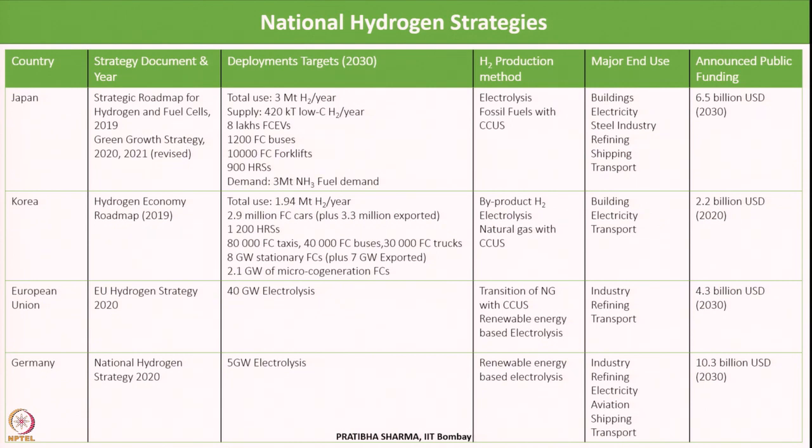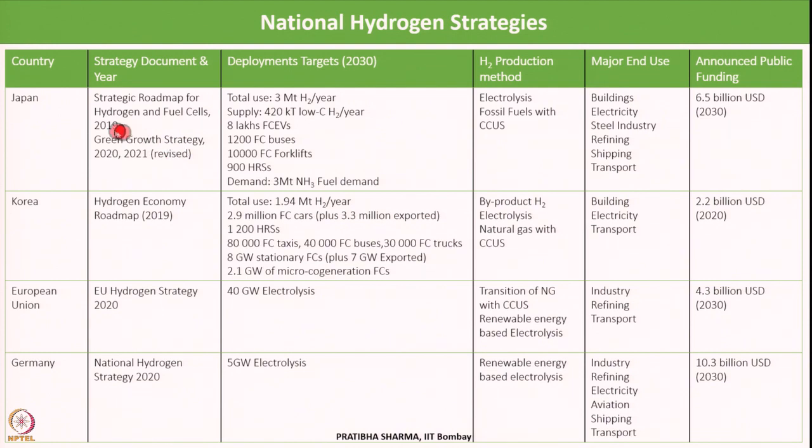Today, there are about 30 countries which have come up with strategy documents, roadmaps, and mission documents, mentioning how they are going to deploy different hydrogen-based technologies. Some representative examples: Japan came up with its strategic document on hydrogen and fuel cells in 2019. Another revision was in 2020 and 2021, that was the Green Growth Strategy.